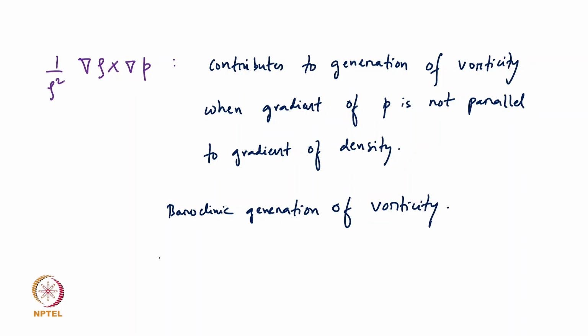So this term represents the baroclinic generation of vorticity. If density were only a function of pressure, then gradient of P cross gradient of rho would have been 0, and there would have been no contribution from the baroclinic term. So this is the baroclinic term, and this will actually go to 0 for a barotropic fluid.